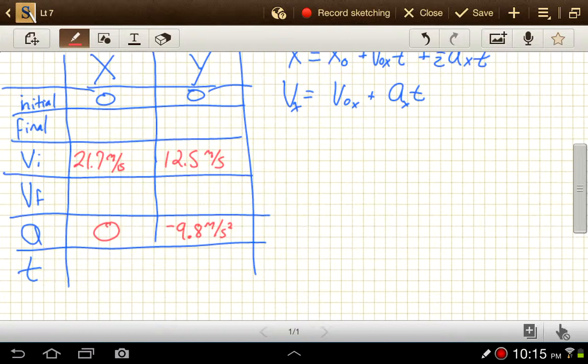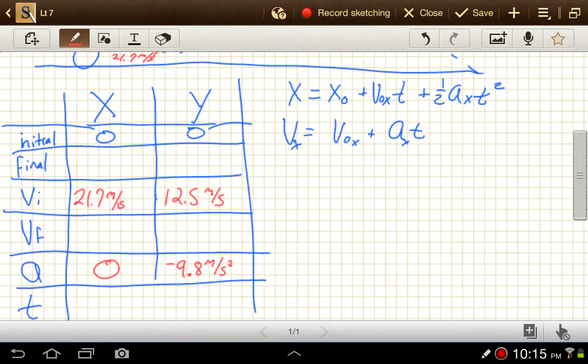So now we can write equations for the position and the velocity as functions of time. So x is going to be, x naught is just 0, plus v naught, 21.7 meters per second, times t, plus 1/2 times 0.